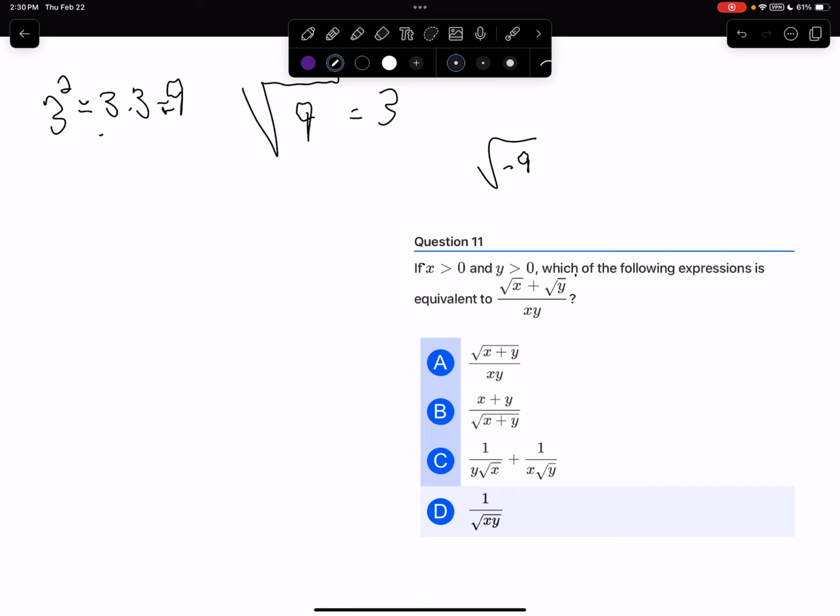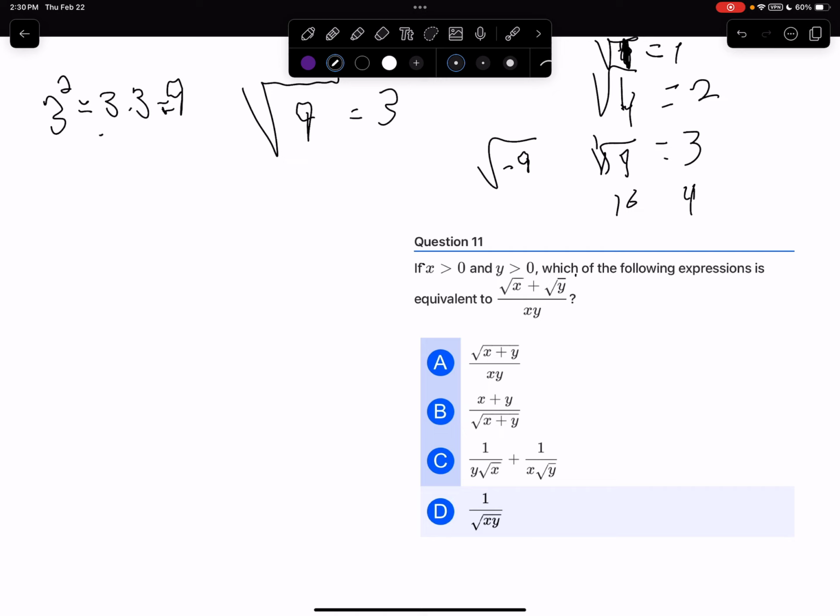For example, the square root of 4 is 2. The square root of 9 is 3. Right? 16, 4. And of course square root of 1 would be 1, because 1 times 1 gives you 1, right? But you don't really have square roots of negatives, where something times something gives you the number.